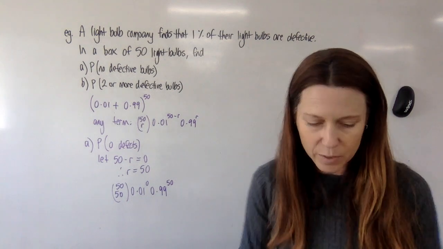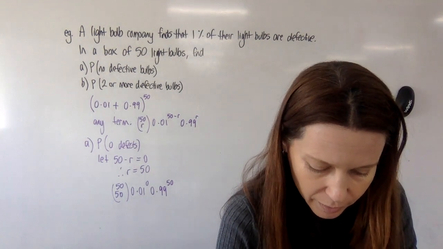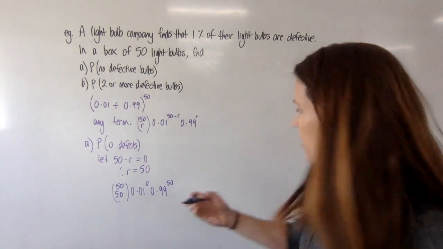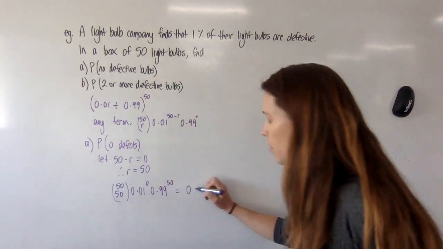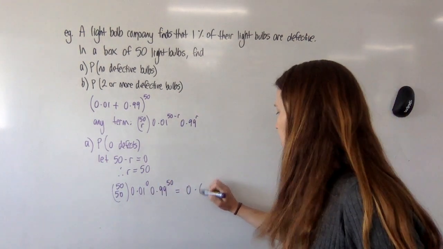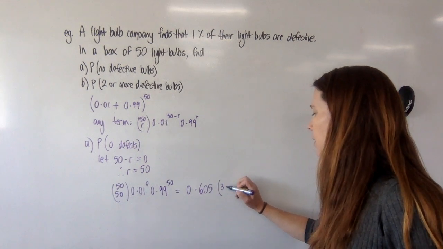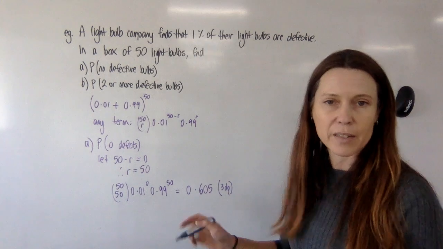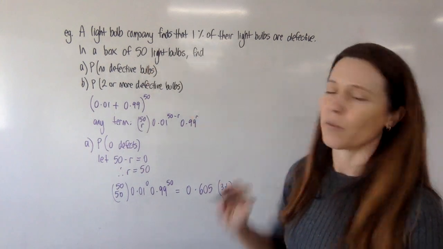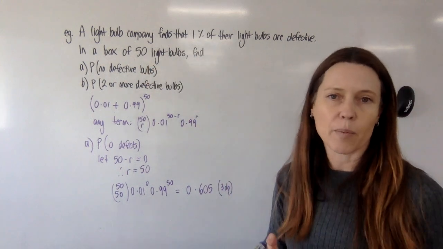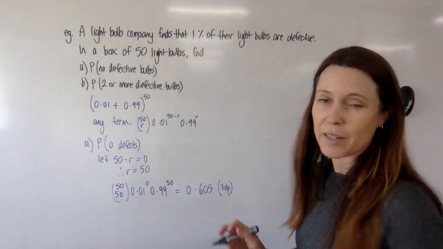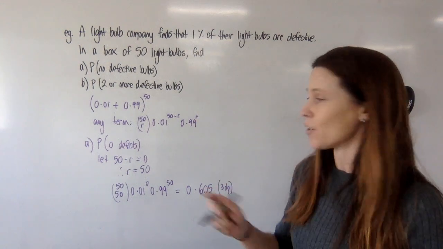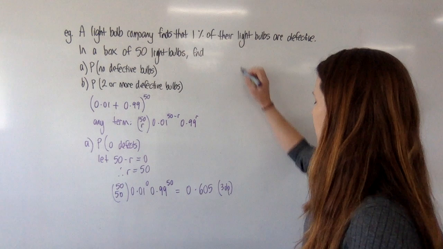It's just going to be 0.99 raised to the power of 50. Putting that into my calculator, 0.99 to the power of 50 is equal to 0.605 to 3 decimal places. So it's fairly likely, about a 60% chance, that if I grab a box of 50 light bulbs from this company, they're all good to go. There's a 40% chance that there's going to be at least one that's broken.